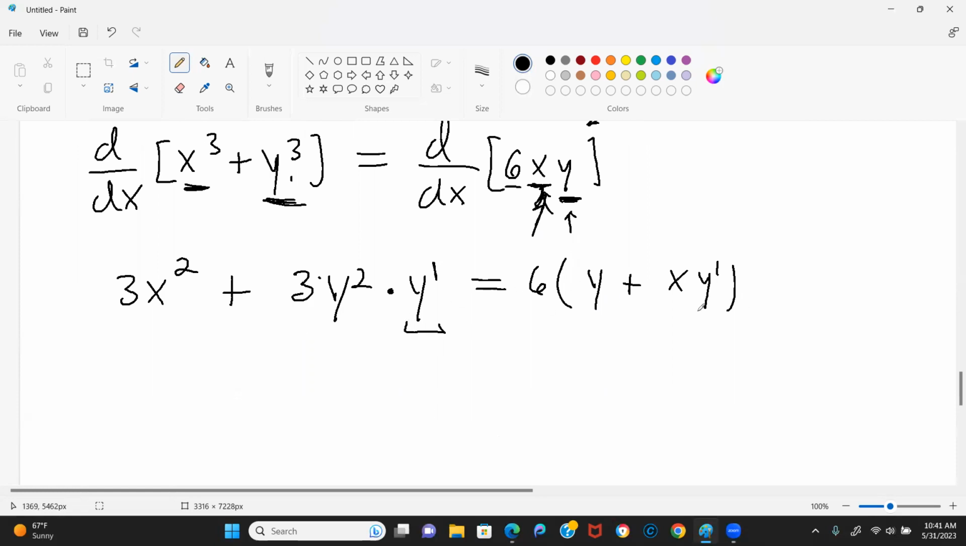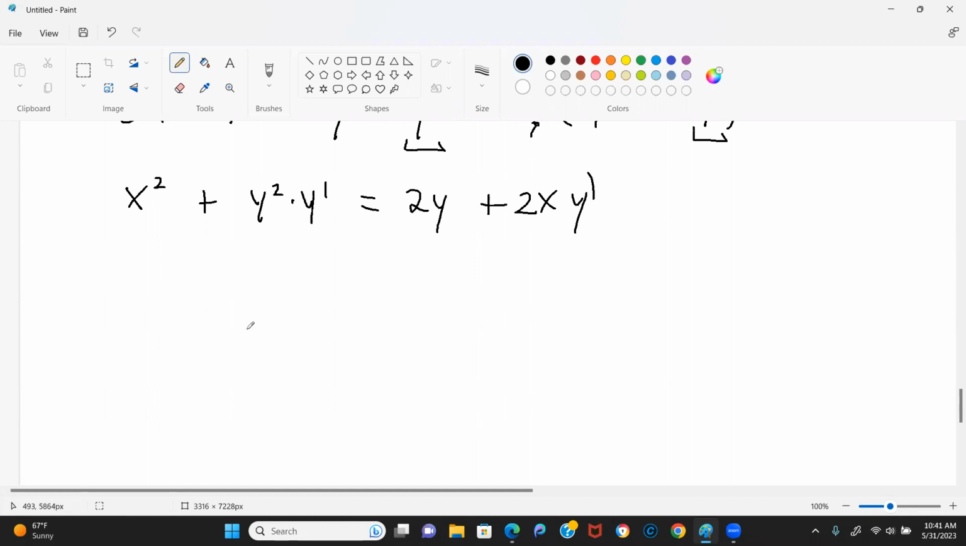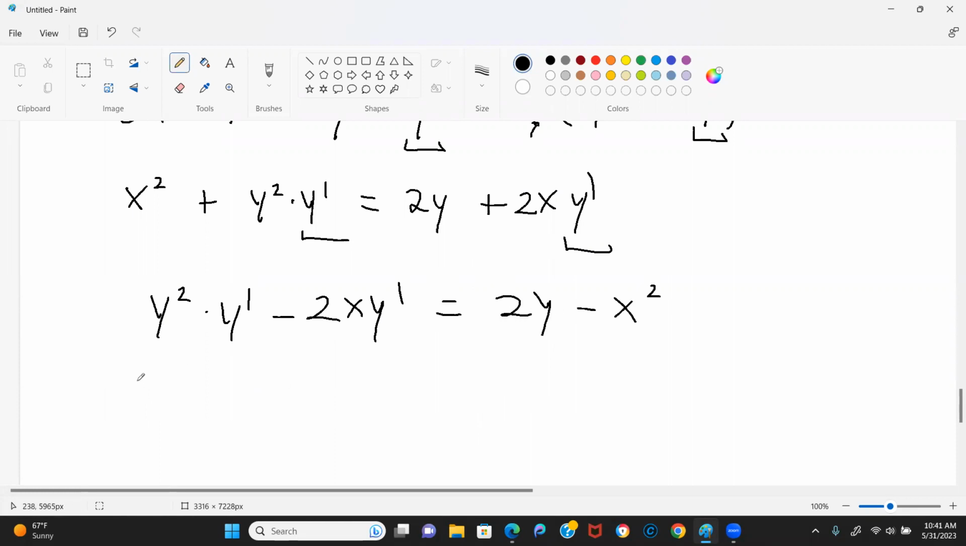All right, so I'm going to divide both sides by 3. What I have is a y prime here and a y prime here, so I need to solve for y prime. I divide by 3, and I get x squared plus y squared times y prime. Then I'll get a 2 here, and I'll distribute that through, so I get 2y plus 2x times y prime. I'm going to put these two together, so I get y squared times y prime minus 2x times y prime is equal to 2y minus x squared. Factor out this y prime, and you get y prime times (y squared minus 2x) is equal to 2y minus x squared.